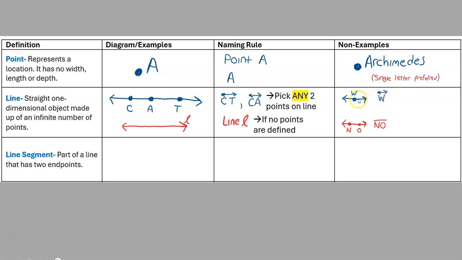The problem here is that even though it's not currently drawn on screen, I could draw other lines that go through W. So for example, if I have all of these black lines that I just drew in, all of those technically could also be considered line W. So I'm not being specific enough. So it's really important that for lines we pick any, which is the nice part, but you have to pick 2 points.